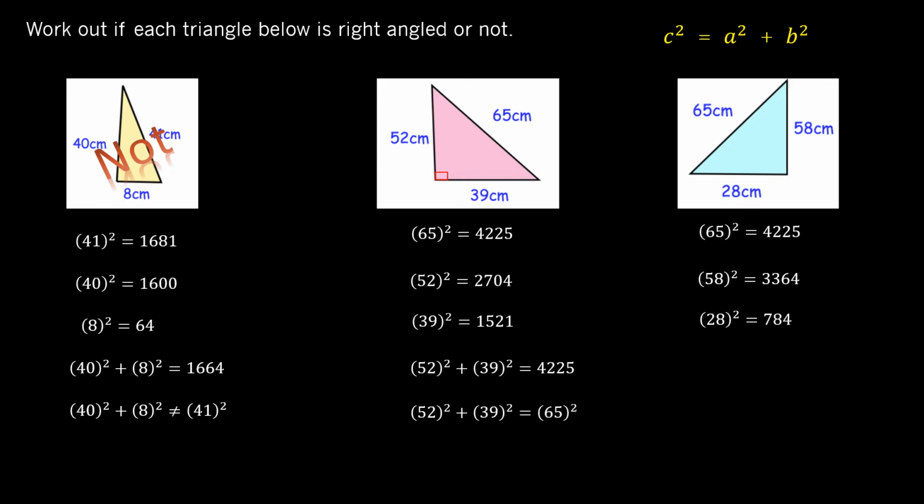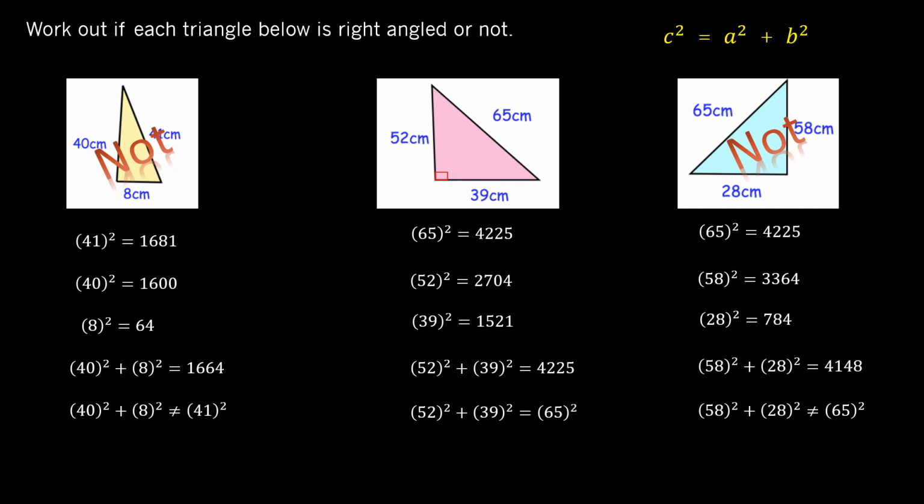For the base side, 28 power 2 is 784. So if I add the altitude side power 2 plus the base side power 2, the answer will be 4148, which is not equal to 4225. So that means 58 power 2 plus 28 power 2 is not equal to 65 power 2. So that means this is not a right angle triangle.